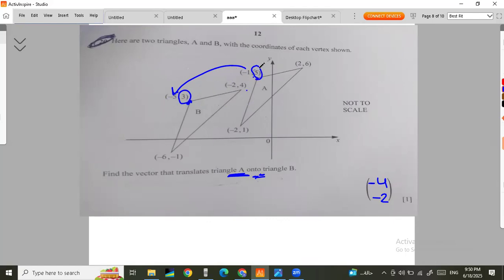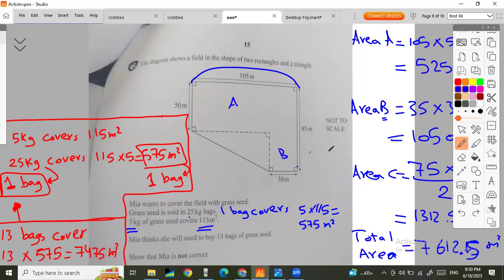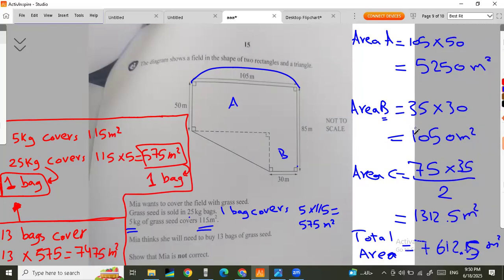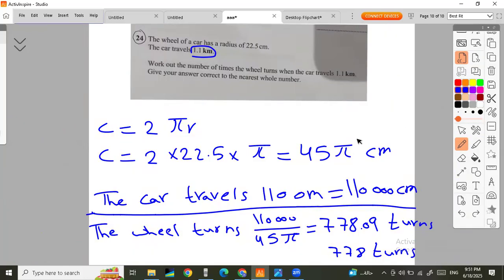So what happened to it? It went down 2. So negative 2. Again, the x went 4 left, negative 4. The y went 2 down, so negative 2. That's it with this question. The next question is a little bit tricky, and it requires a lot of steps. All right, let's do it.